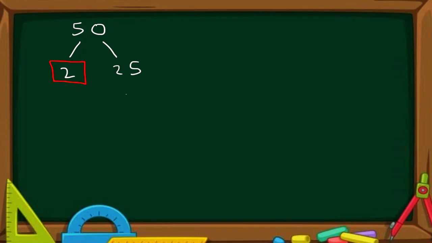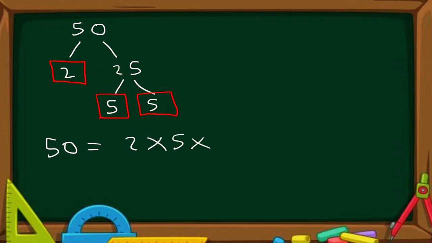25 is a composite number, and you could break it down into 5 times 5, both of which are prime numbers. When you have no more composite numbers, then you can make a list. You can write the prime factorization of 50. So the prime factorization of 50 is 2 times 5 times 5. You want to write 50 as a product of the factors of all the prime numbers that compose it.